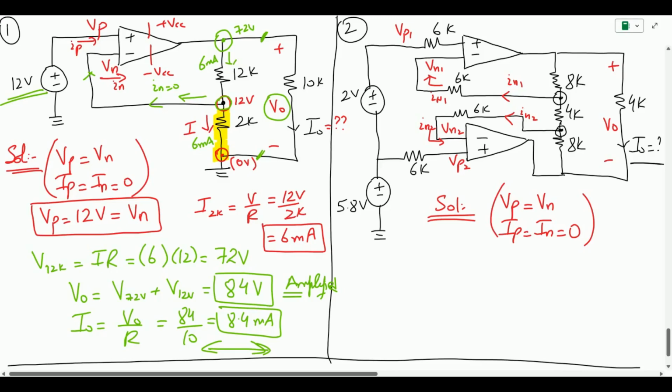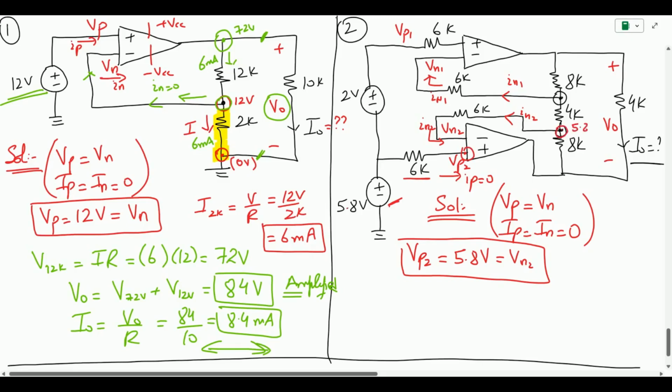So let us start with first Vp2. Vp2 is directly having the voltage of 5.8 volts, and this is going to be Vn2. Again remember, here the 6K ohm is not going to give a voltage drop because we know that the input current Ip equals 0. Since there is no current, there is going to be no voltage drop, and hence 5.8 volts appears directly at this point, which is Vp2, and we know the value of Vn2. So Vn2 is having a voltage of 5.8 volts.